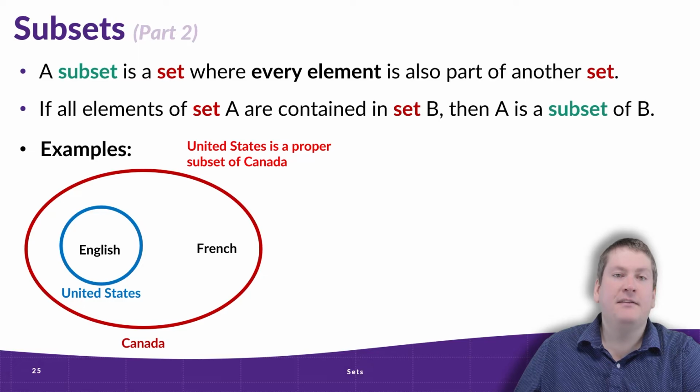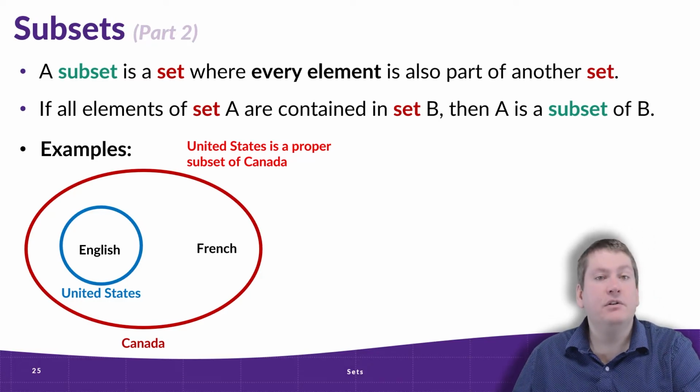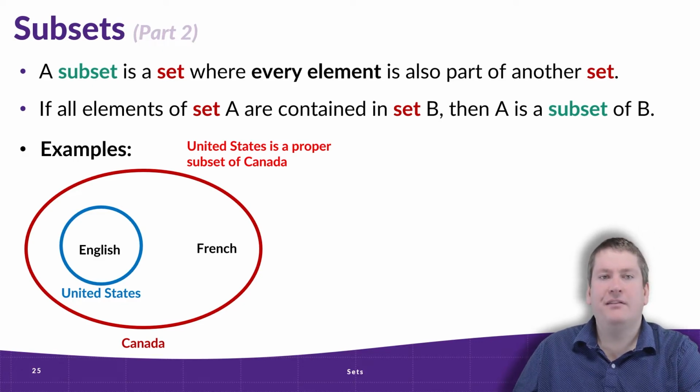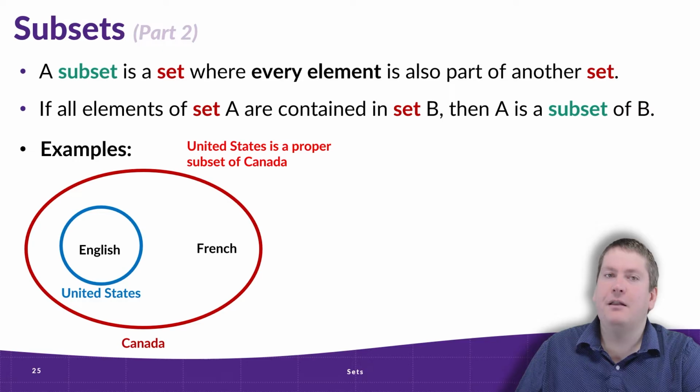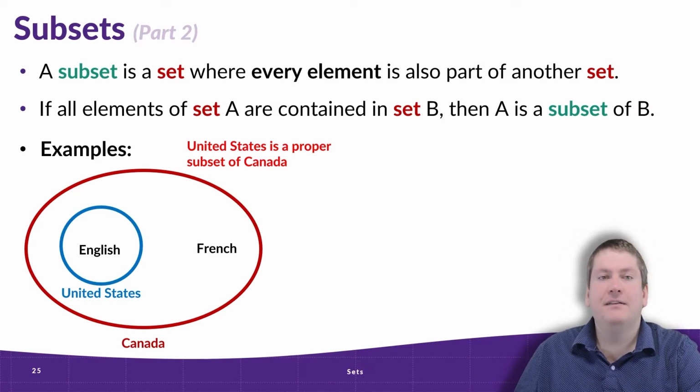If the United States contained both English and French, it would be a subset of Canada. It would also be equal to the Canada set, but it wouldn't be a proper subset. Proper subsets have to have fewer elements, but all the elements they contain have to be in the superset. So in this case, the United States is a subset, and Canada is a superset. And the United States set is also a proper subset.